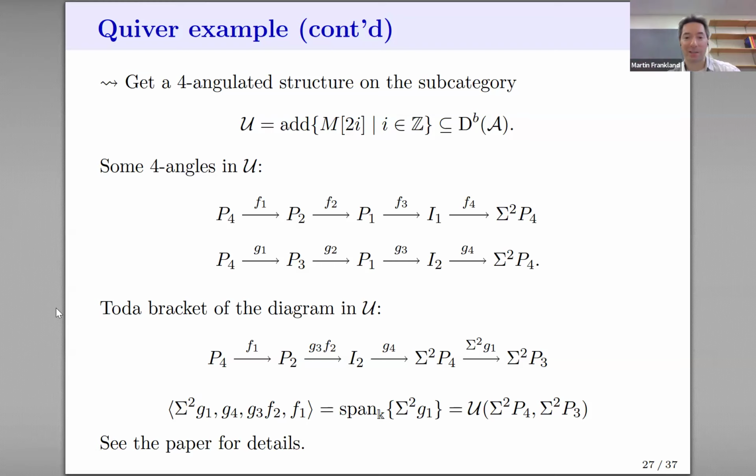The point I want to make is that if you have your favorite quiver, you can start computing things very explicitly and making both the n-angulation and the Toda brackets quite explicit. That's the point of this example. Oh, and as a sneak preview, if you look at the paper, we also have a bigger quiver. So if you're into that stuff, don't miss out. Go look at the bigger quiver. It's quite lovely.